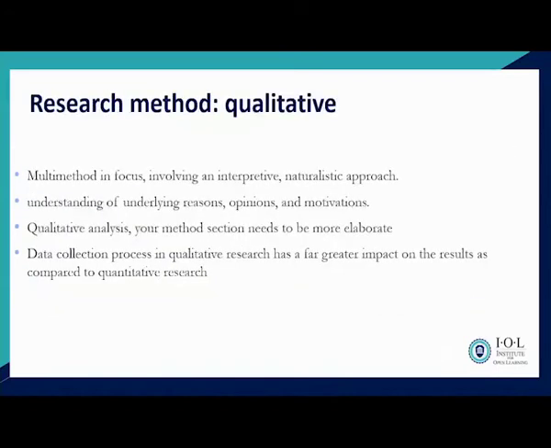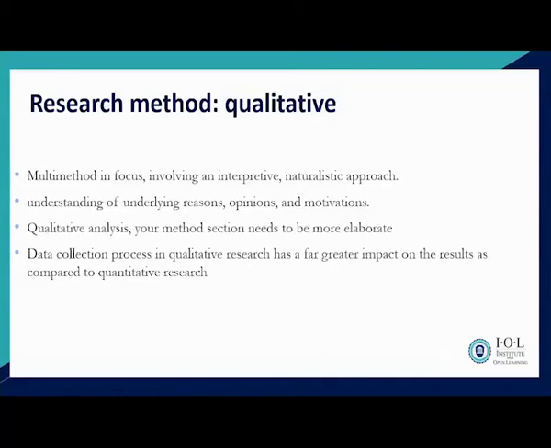And then in terms of the research method, if you are opting for qualitative, we'll talk more in detail on qualitative. So multi-method in focus, this involves an interpretive, naturalistic approach. That is the qualitative, and understanding of underlying reasons, opinions, and motivations. So you need to have that understanding, and also qualitative analysis. In terms of that, your method section needs to be more elaborated. So you need to elaborate more.